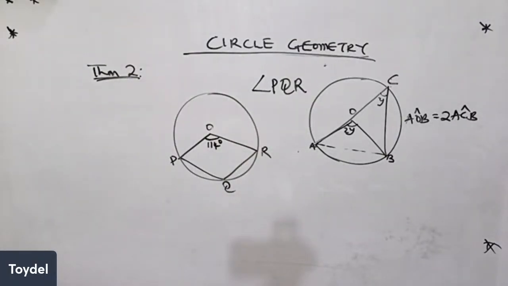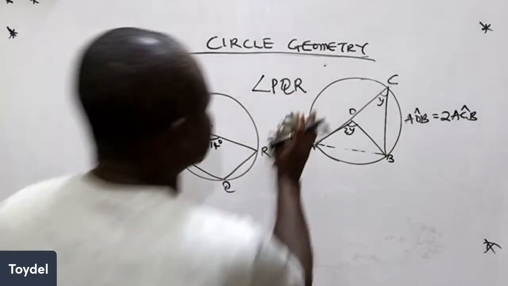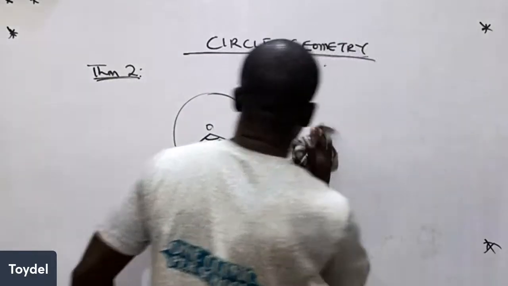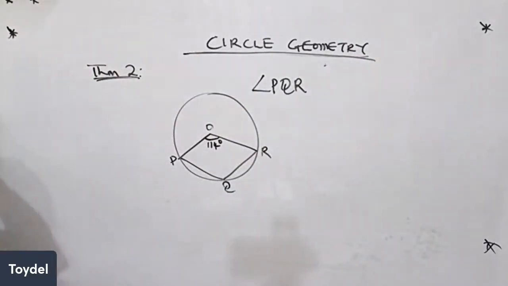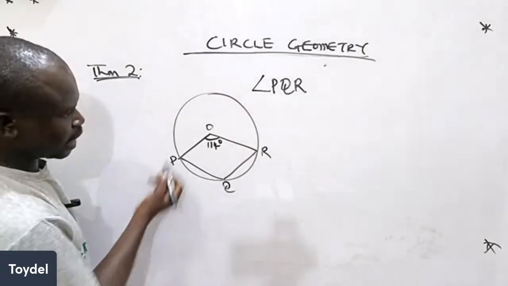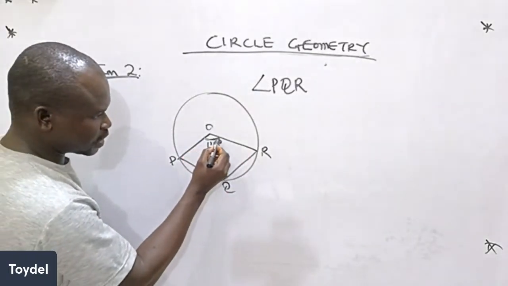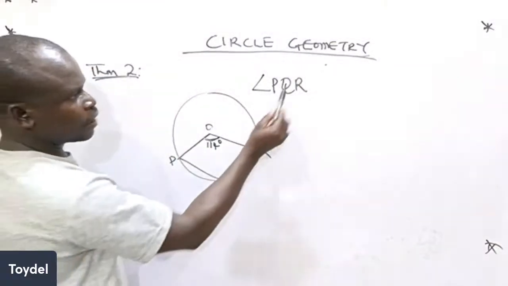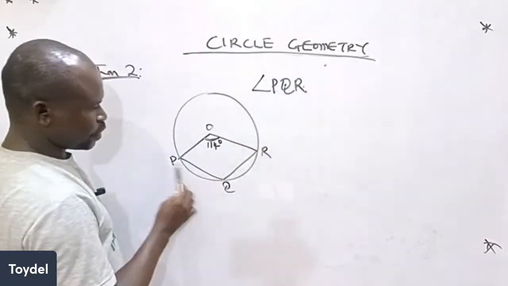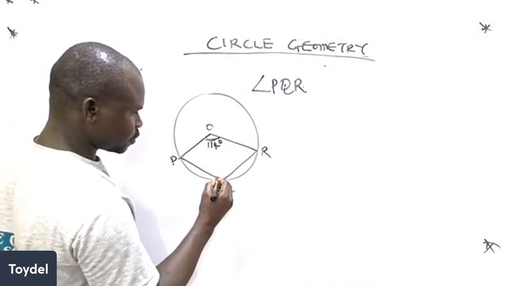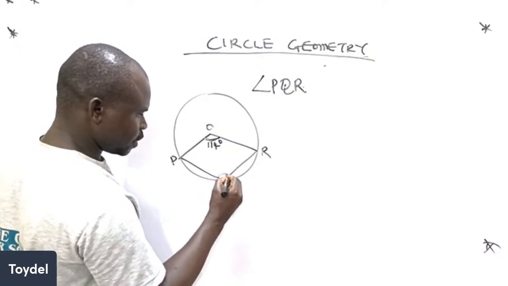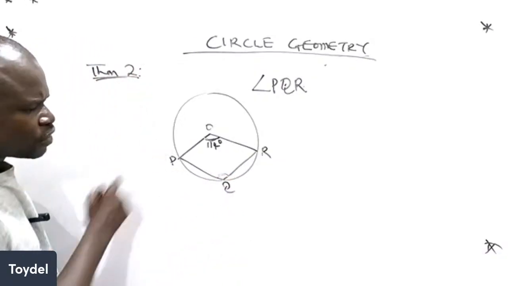So what do we do here? We are asked to find angle PQR. How do we find angle PQR? We are going to apply the second theorem. How do I know that we are going to apply the second theorem? Look at the diagram. The angle here is 114, and we are looking for angle PQR, this angle. So how do we solve this?